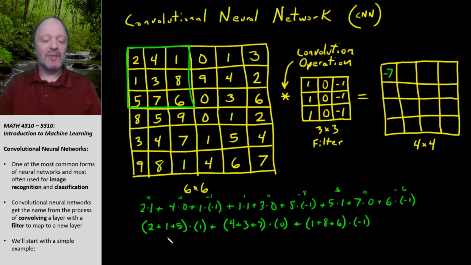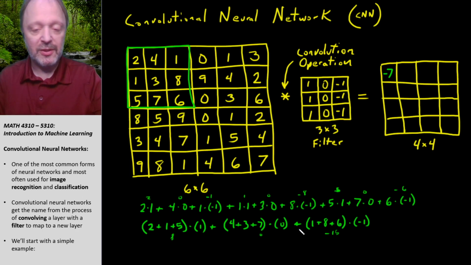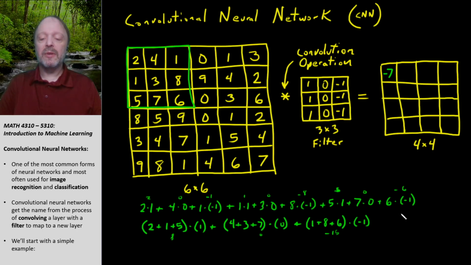So this would give me 8, 0, and then this would be, what is that, -15, -15. And so we get -7 if we add these together. So I'm going to do it this way for the next one, just because this is more compact and less chance of error. So let me erase this. Reduce the size a little bit. So here we go.